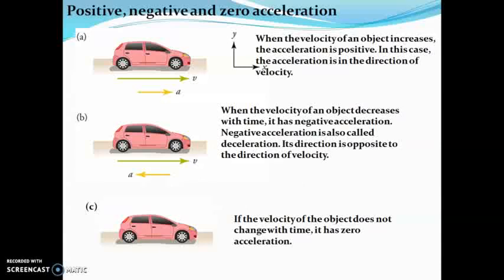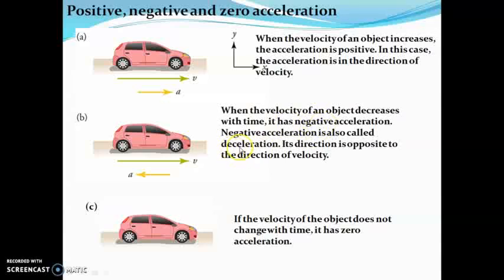Now, there can be three types of acceleration: positive, negative, and 0. Now, the first example, let's see. When the velocity of an object increases, the acceleration is positive. In this case, the acceleration is in the direction of velocity. See the example, velocity and acceleration in the same direction. So, positive acceleration.